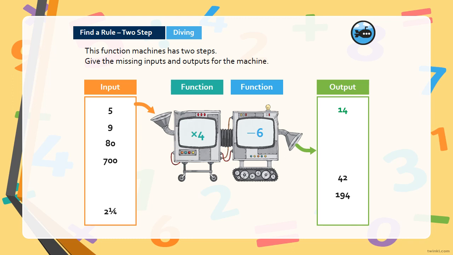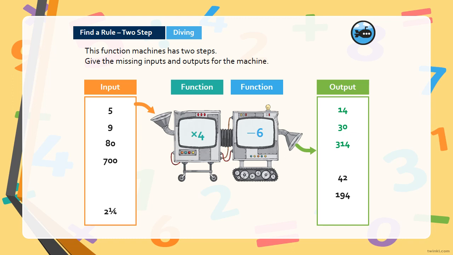Fantastic. Now let's go through the answers. If the input is 9, then the output is 30. 9 times 4 equals 36, and 36 minus 6 equals 30.